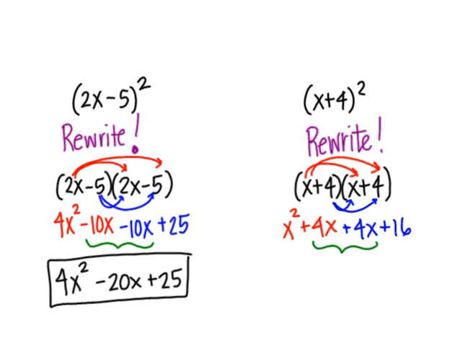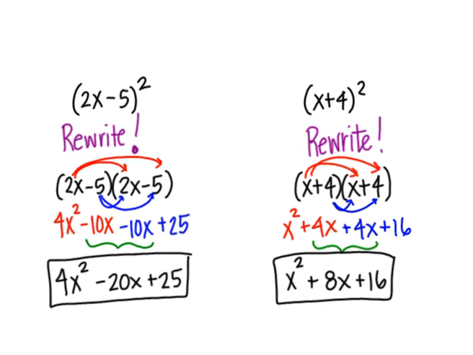In the middle, these two terms are alike. So I bring down the x squared, and 4x plus 4x would give me an 8x plus 16. That's the end of the section.